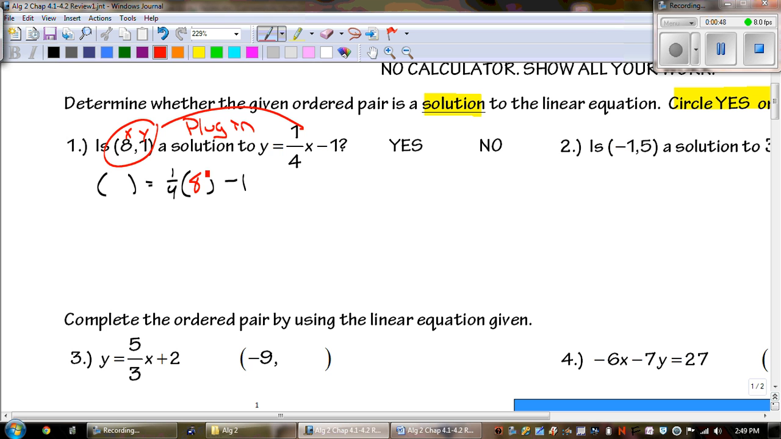So the x was 8 and the y was 1. So 1 equals, and now we have to do 1/4 x. So that's 1/4 times 8 over 1. So we multiply across. 8 over 4, and 8 divided by 4 is 2. And then bring down the negative, minus 1. 2 minus 1, well, 2 minus 1 is 1. And is that true? Yes. So our answer is yes.